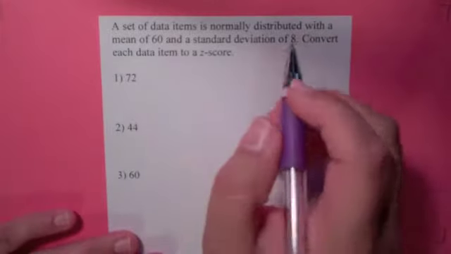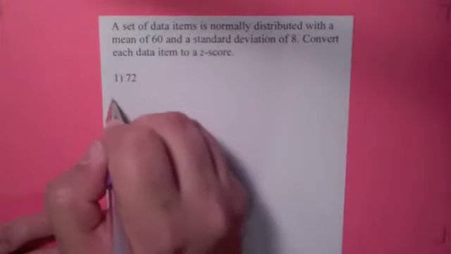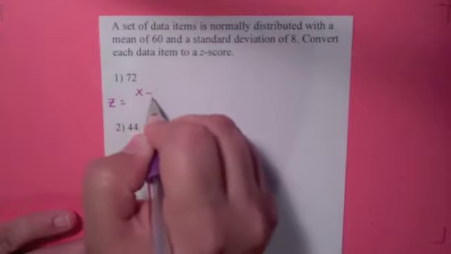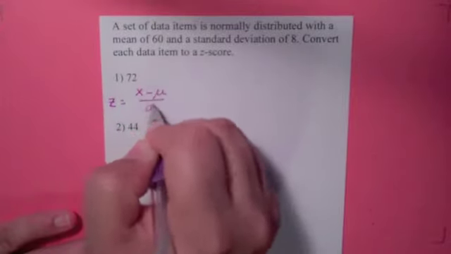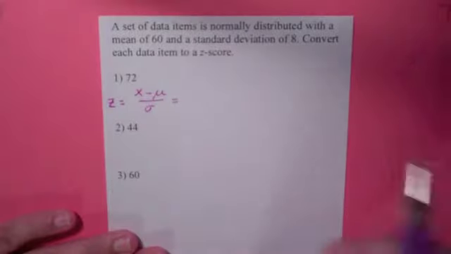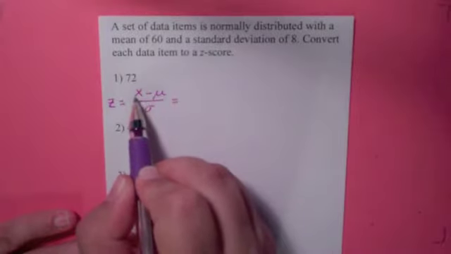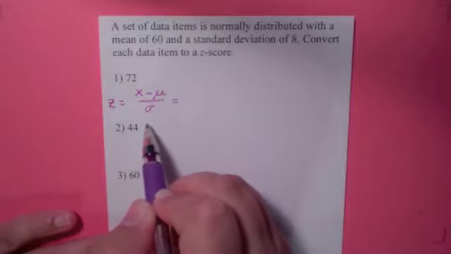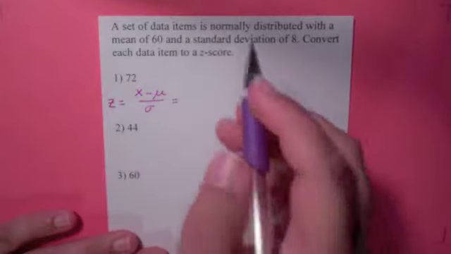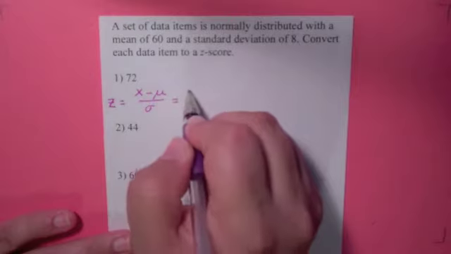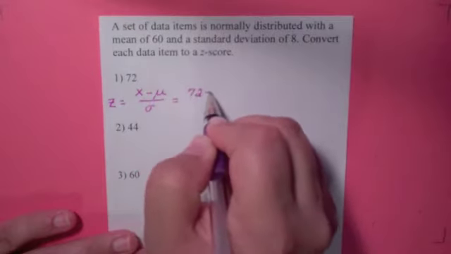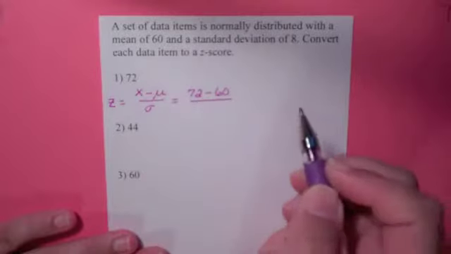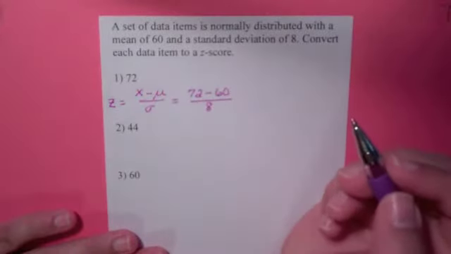So the first thing I need here is my formula for a z-score. Okay? Which looks like this in symbols. Or you can look at it as your data minus the mean divided by your standard deviation. Okay? And our data point here is 72 minus a mean of 60 divided by a standard deviation of 8.